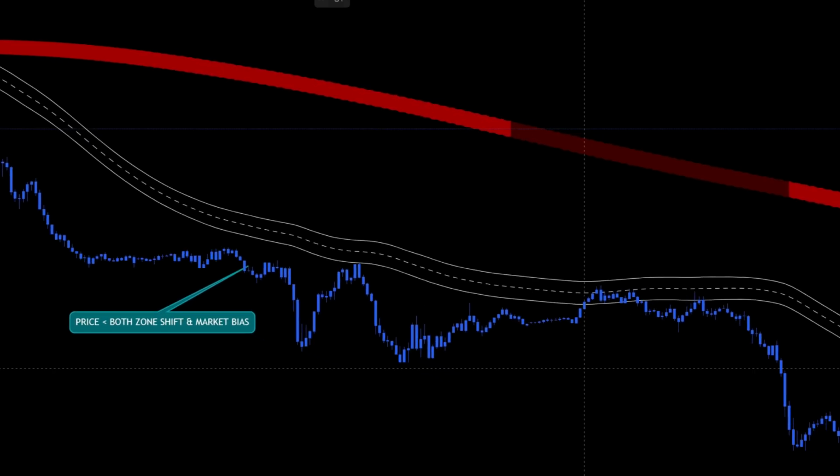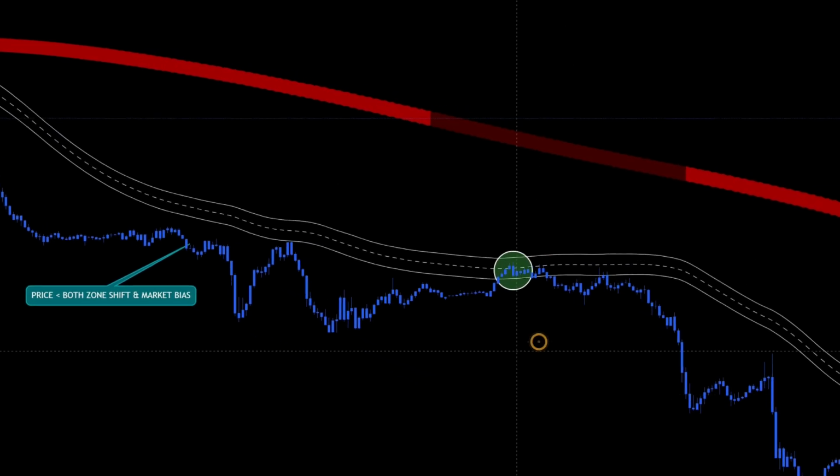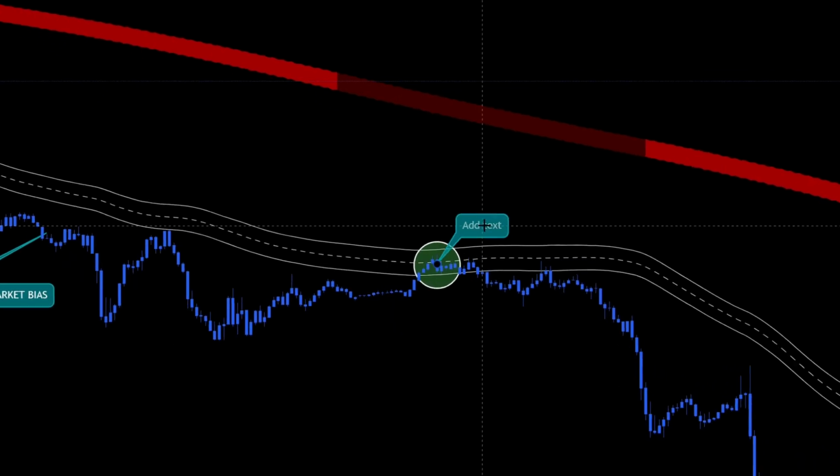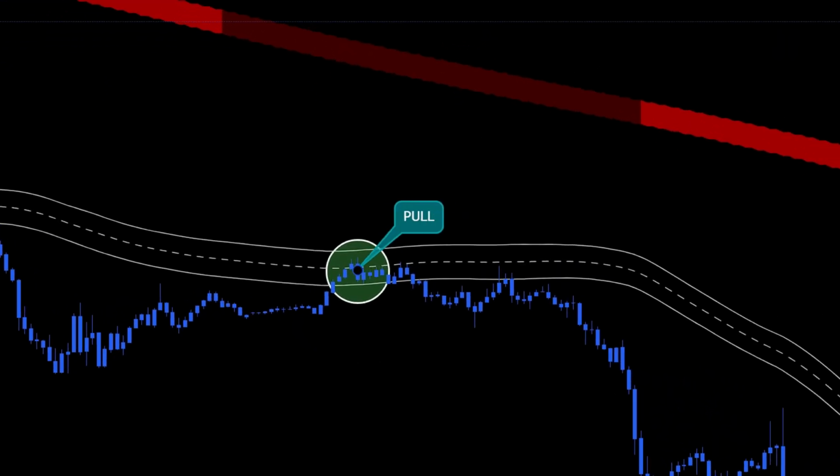So, if we're looking to sell, what's the first clue we'll look for? We're waiting for a pullback. I want to see the price rally back up into the Zone Shift bands. We're looking for that area of potential resistance.